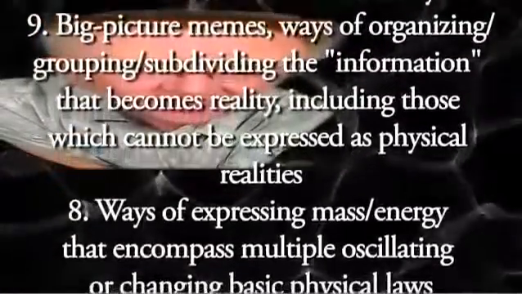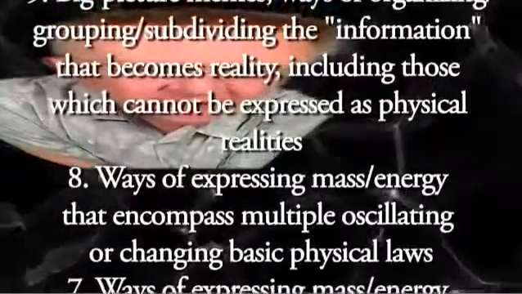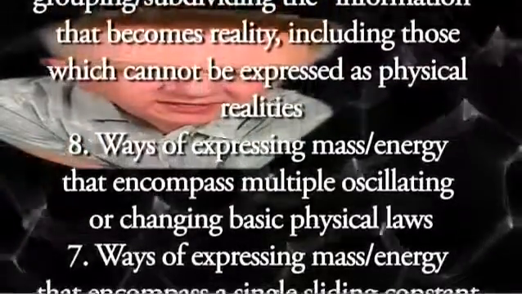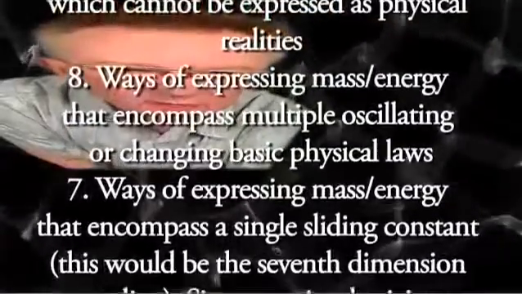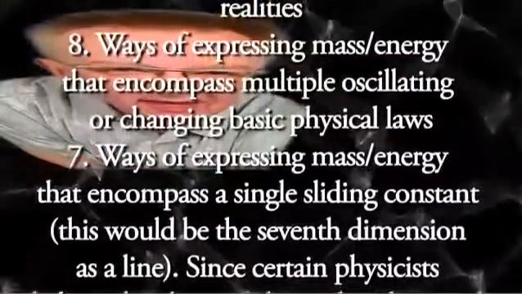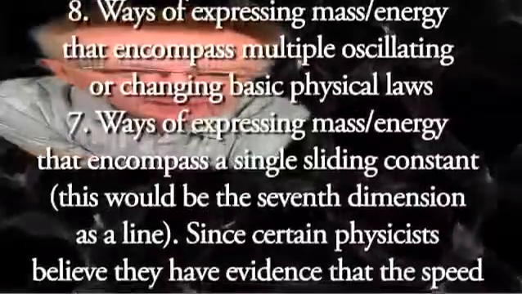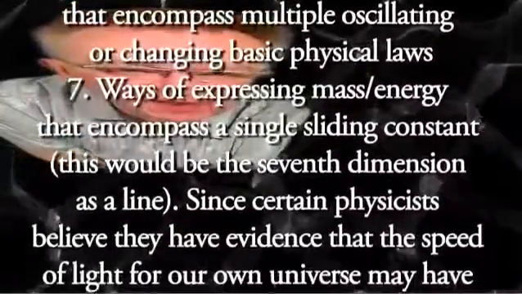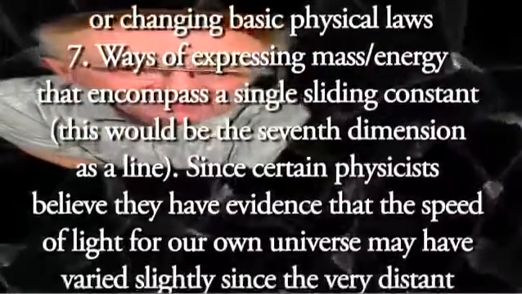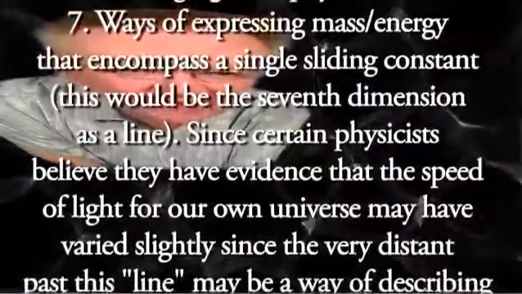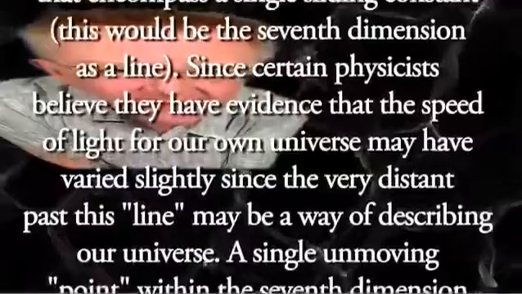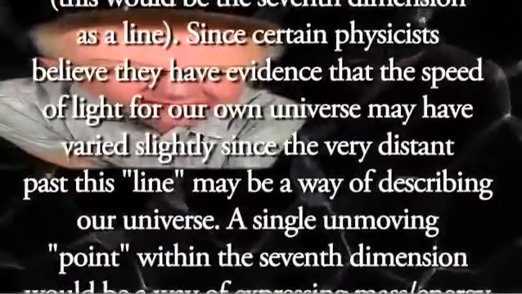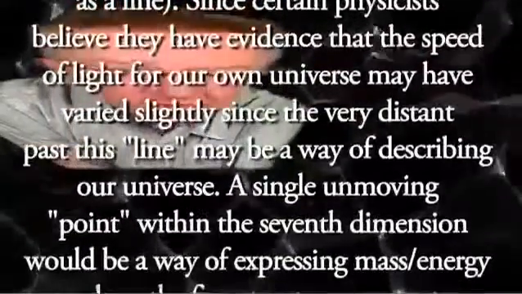8 would be ways of expressing mass and energy that encompass multiple, oscillating, or changing basic physical laws. 7 would be ways of expressing mass and energy that encompass a single sliding constant, and this would be the 7th dimension as a line. Since certain physicists believe that they have evidence that the speed of light for our own universe may have varied slightly since the very distant past, this line may be really a way of describing our universe.